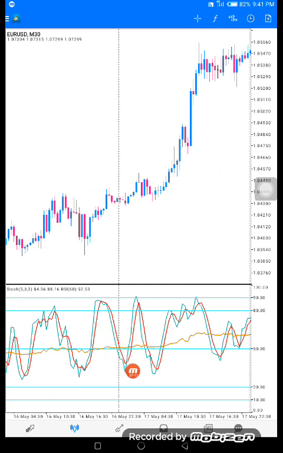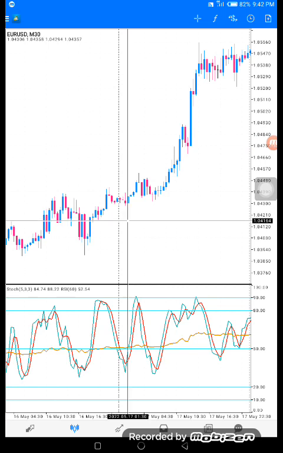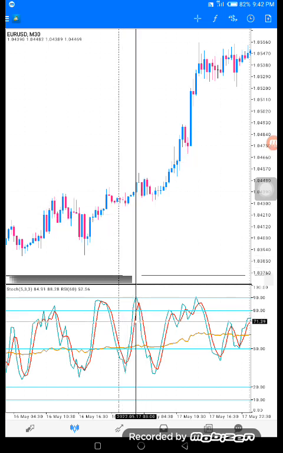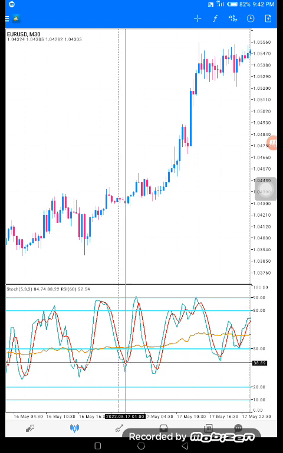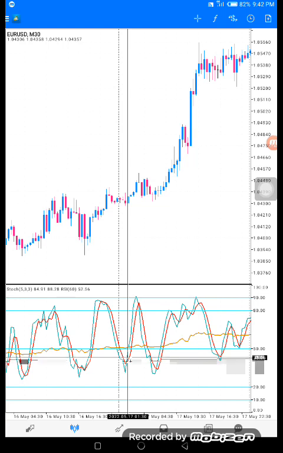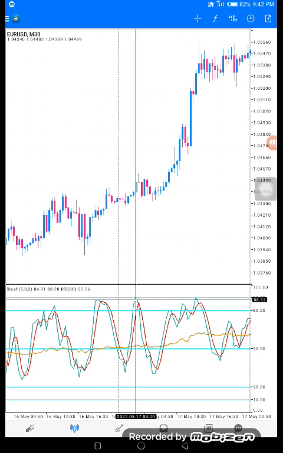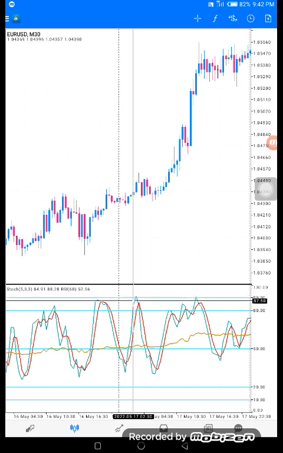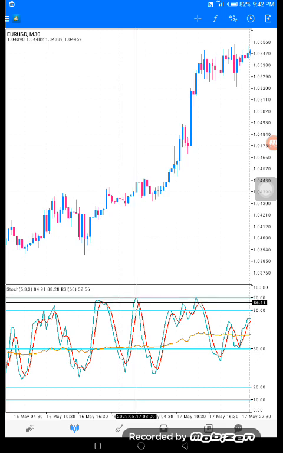When your stochastic has formed a crossover, when the red line of the stochastic has crossed over the blue line of the stochastic, then that's where you enter your trade. Like here, like this. Once there is a crossover, you place your trade, and then you can always close your trade when the stochastic has gotten to level 90, or between level 80 and level 90.